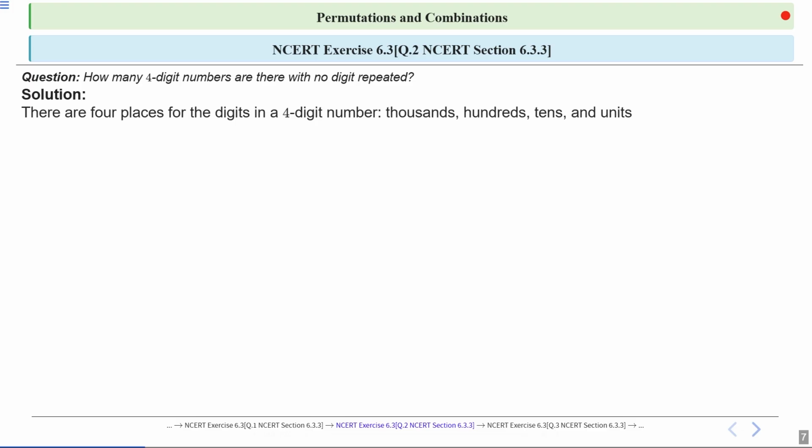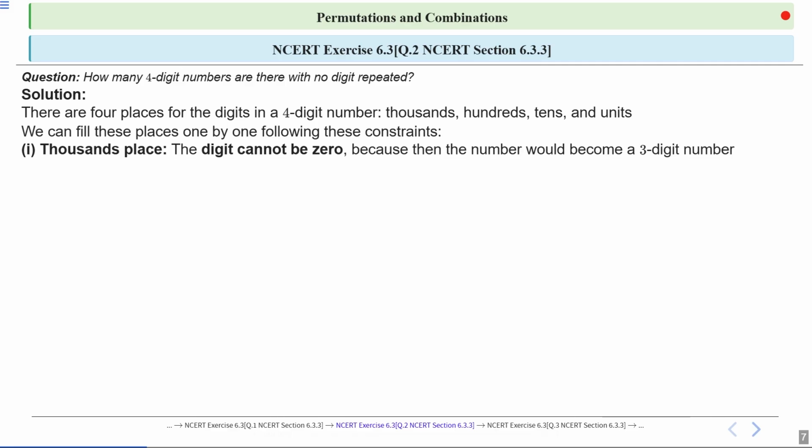Let's start by identifying the structure of a 4-digit number. 4-digit numbers consist of 4 places: thousands place, hundreds place, tens place, and units place. So there are 4 places for the digits in a 4-digit number. Basically we now have to find the choices for each place, and then by using the multiplication principle, we will get the number of 4-digit numbers with no digit repeated.